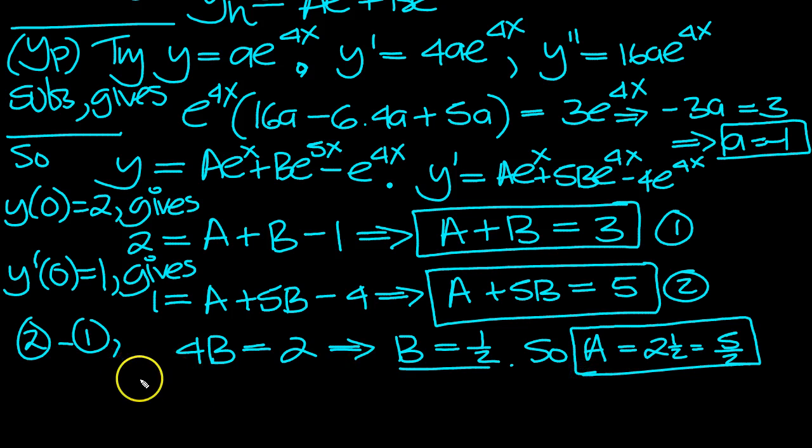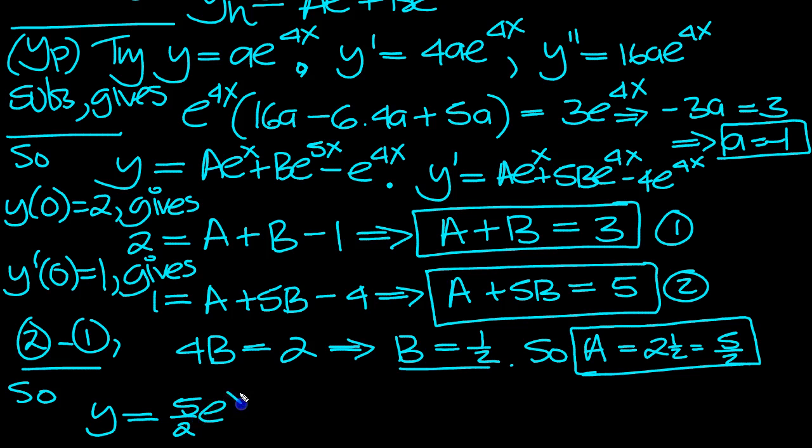And now we can write our particular solution then, can't we? So that's the initial conditions done. So y equals, the solution is here. A is 5 over 2 e to the x, plus b, which is a half, e to the 5x, and then we've got minus e to the 4x.